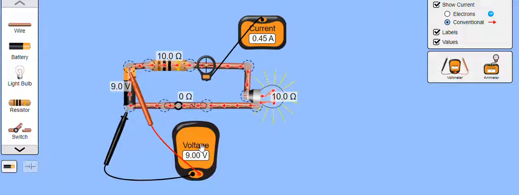I hope you have understood the concept of circuit, what a circuit is, the components of the circuit, the definition of circuit, and the use of ammeter and voltmeter as well. If you have any doubt, then you can ask me.